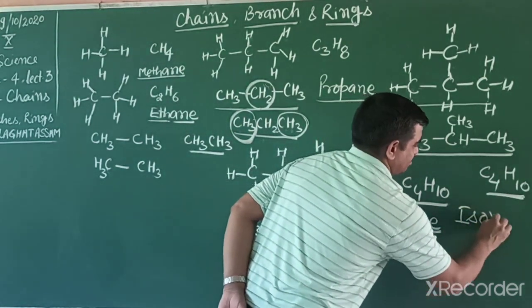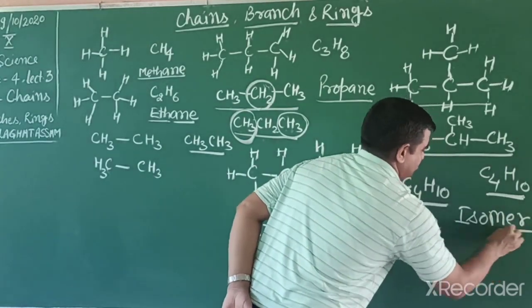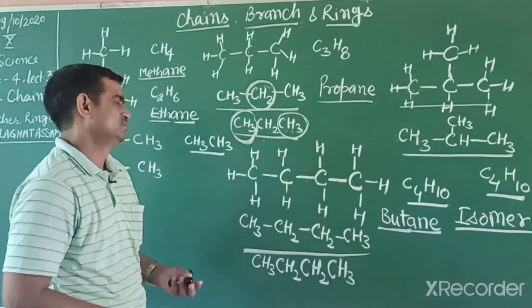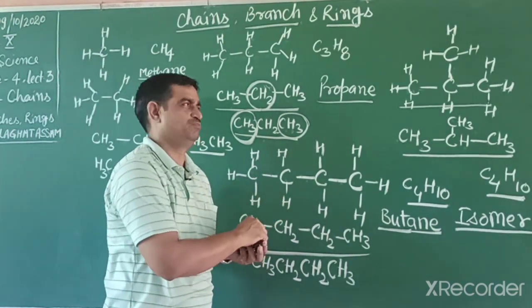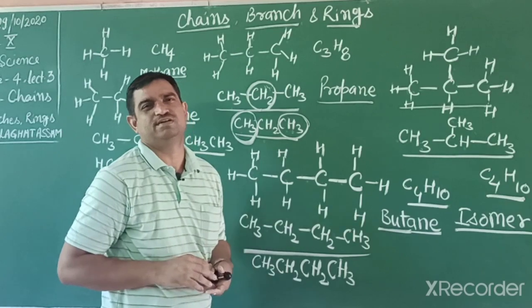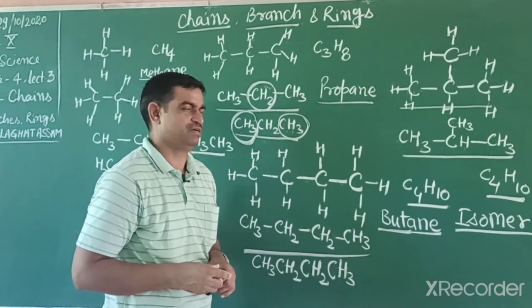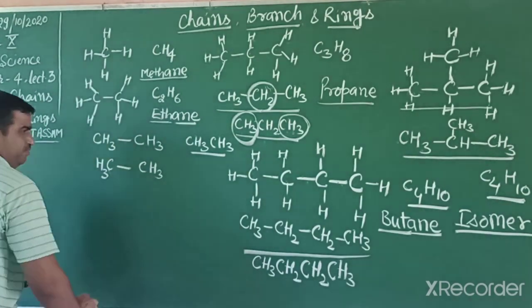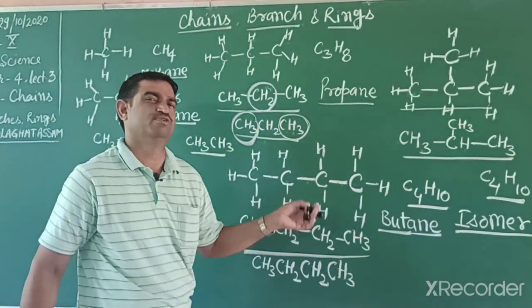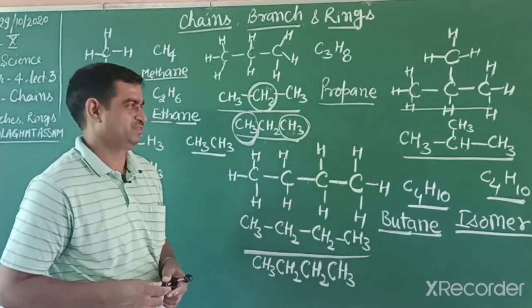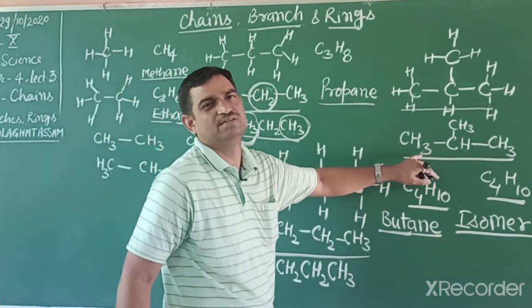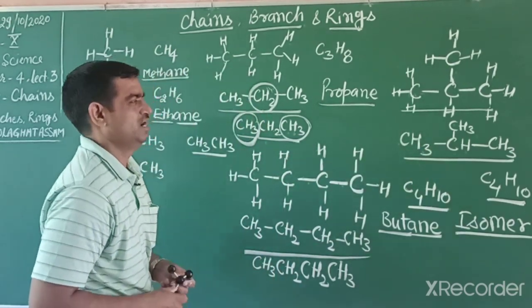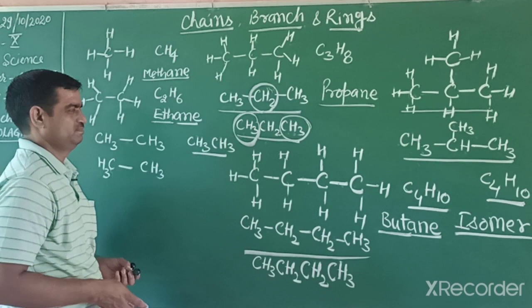Isomer. Isomers are those substances having the same molecular formula but different structure. Such type of compounds have different properties. So we will discuss one more example of such type of compounds. The name is butane. We will write its IUPAC name after that.